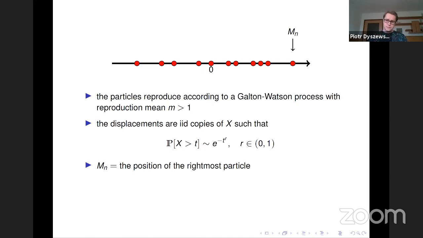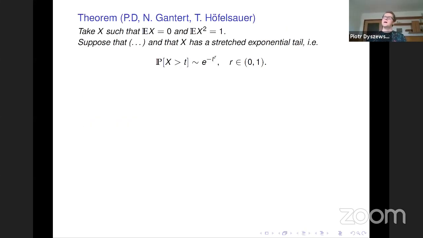And the aim is to somehow understand how this collection of particles evolves, right? And the first question you want to ask is the behavior of the extremes. So in our case, this is going to be the position of the rightmost particle. And this case study of stretched exponential displacements basically boils down to explaining the math behind the result that I obtained with Nina Gantert and Thomas Höfelsauer.